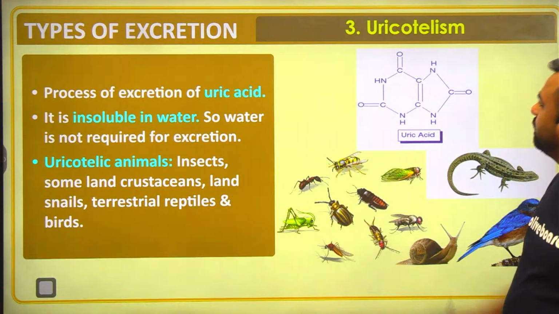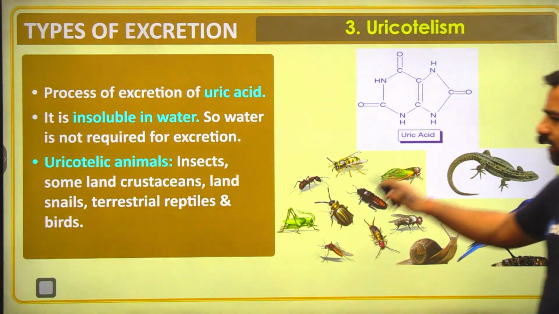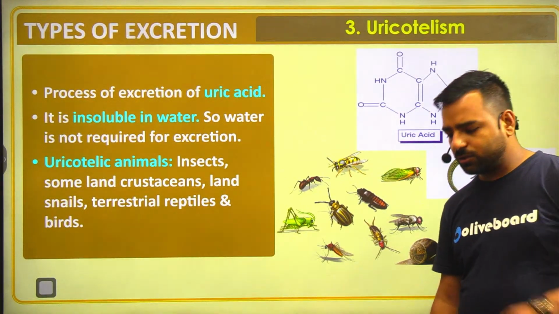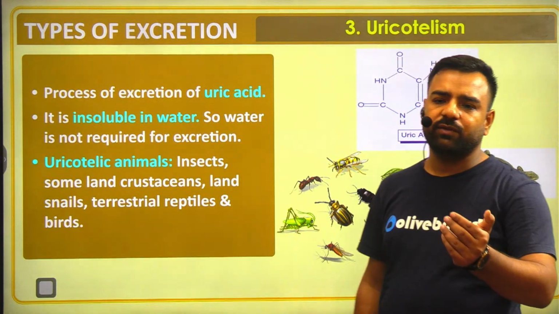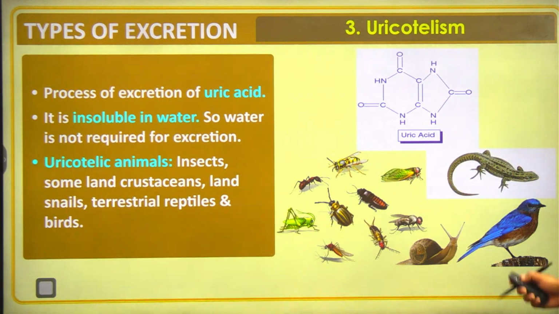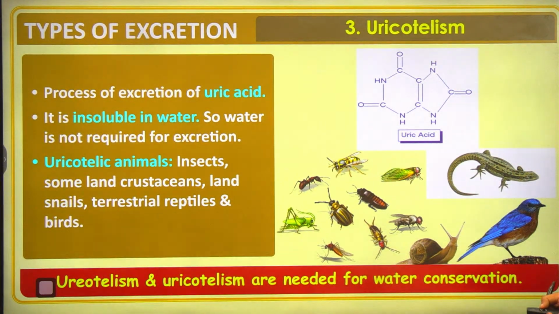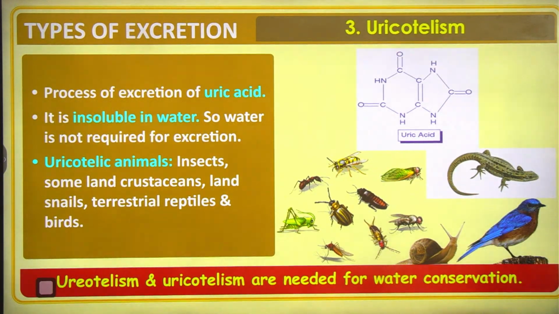Okay, so this is the formula for uric acid, and all these animals are actually in the category of annelids. Sorry, in the category of arthropoda. Arthropoda is one of the largest phylum of the animal kingdom. So they all come under the uricotelic. Okay. So ureotelism and uricotelism are needed for water conservation.